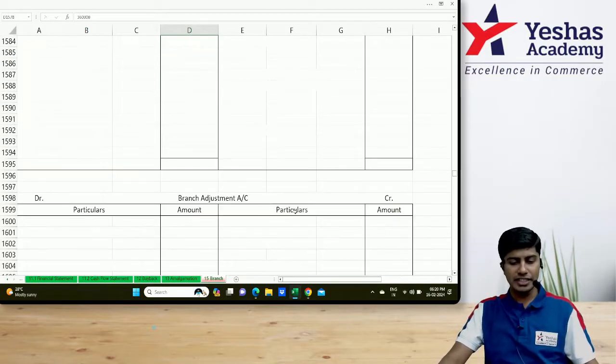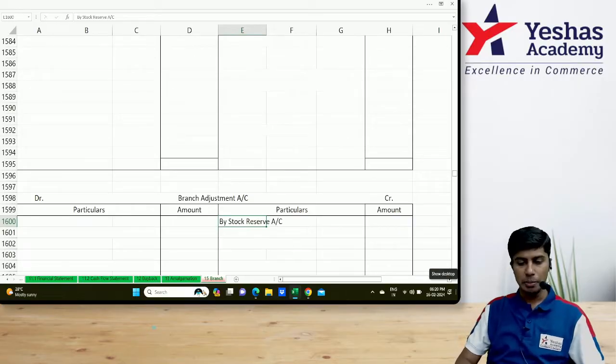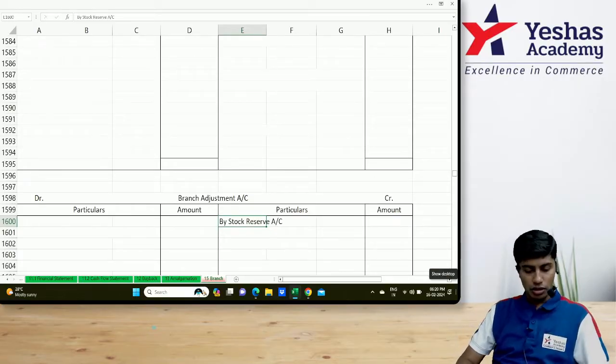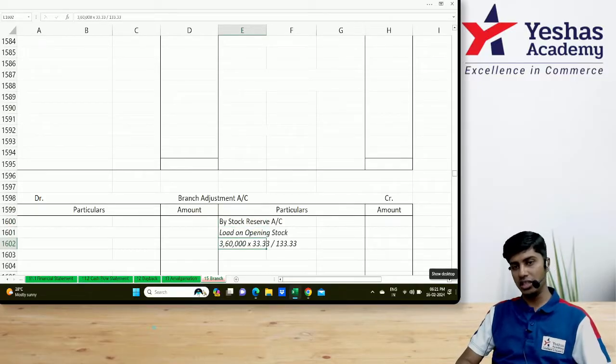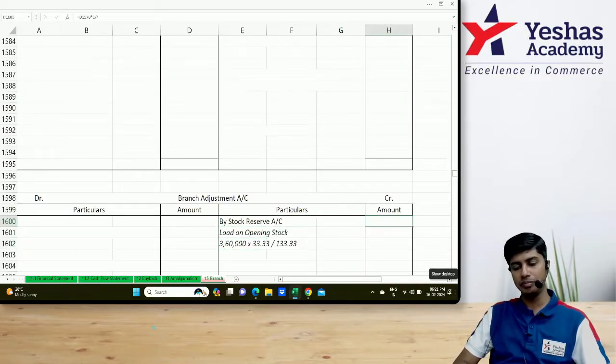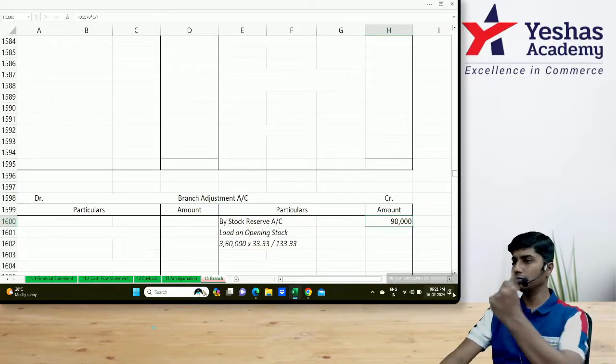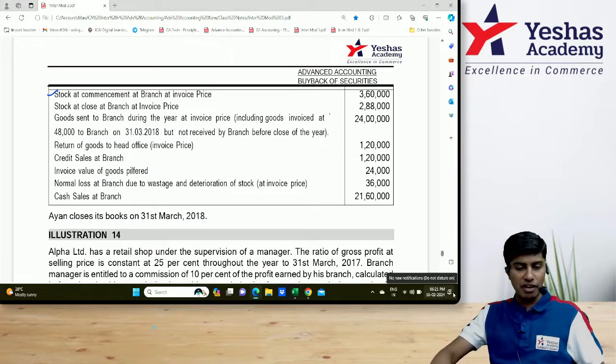So in my branch adjustment account, let me write on the credit side by stock reserve. How much? That same amount of 3,60,000 into 33.33 divided by 133.33. 90,000 is the load. Understood? What do we have after that?